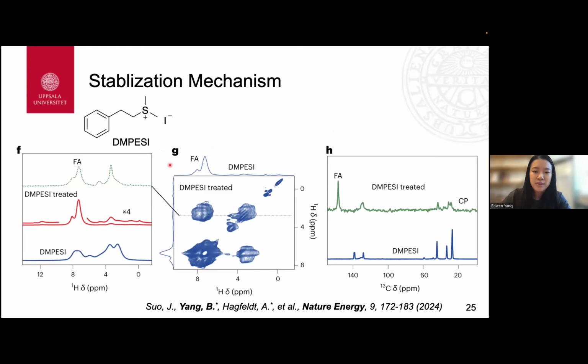And also with solid-state NMR, it shows interactions between the DMPSI and FAPI film. For example, we see obvious peak shifts of DMPSI after treatment on the FAPI films, both in this hydrogen NMR spectrum and carbon NMR spectrum. So this indicates a change in the chemical environment of DMPSI upon treatment. In other words, these peak shifts suggest an interaction between DMPSI and the FAPI.